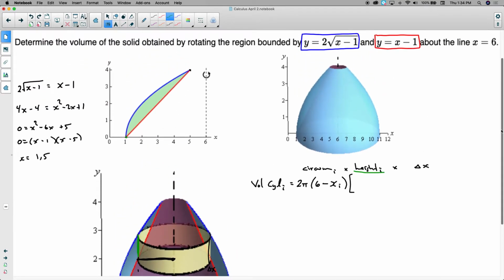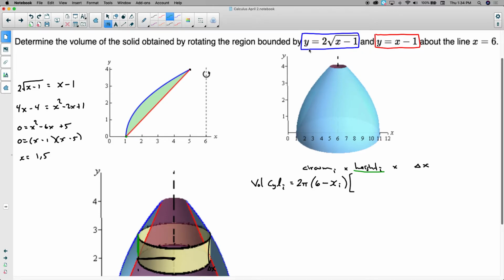Okay, so these functions are height equals something, so we can just put in x sub i's and get the corresponding heights associated with them. So then the blue height is 2 root xi minus 1, and then we need to subtract from that the red height, careful with the parentheses, which is xi minus 1, and then that's all times delta x. It's not quite dx yet.